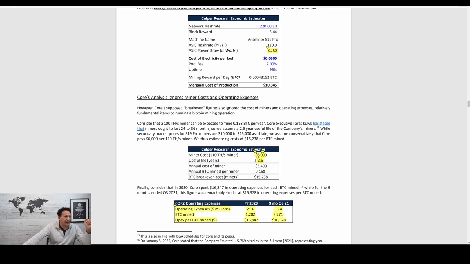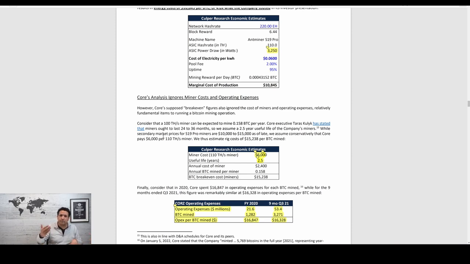They start by suggesting that for the miner acquisitions, each miner would have cost about $6,000, because on the secondary market these miners are going at between $10,000 and $15,000, which can be true. I think that's actually come down as of late. So they assume it's at $6,000. But again, they just pull this number out of nowhere. I choose to have a look and see what other miners are actually paying.